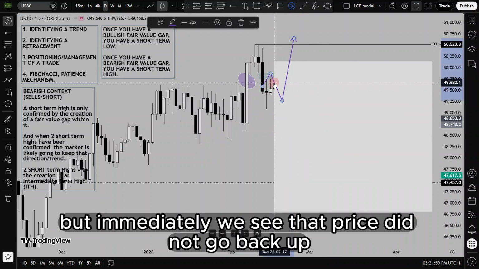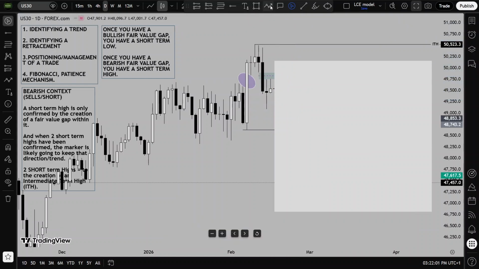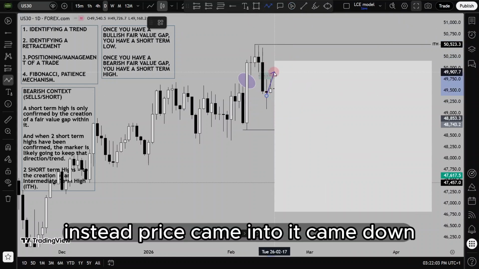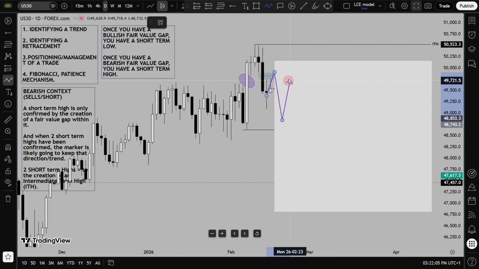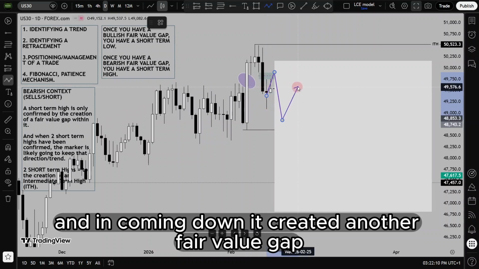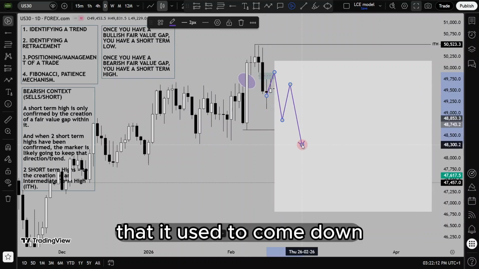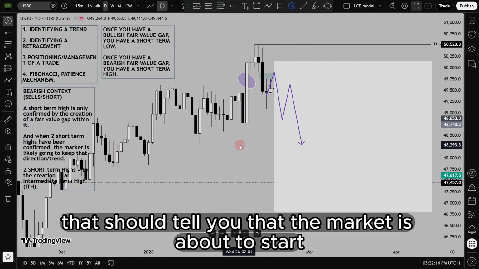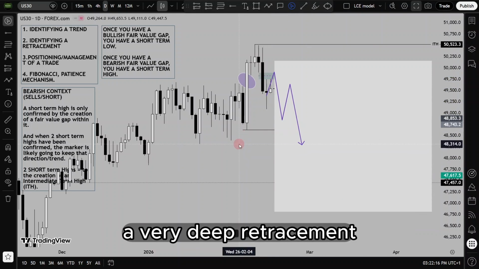But immediately we see that price did not go back up. Instead, price came into it, came down, came into something around here, and in coming down, it created another fair value gap that it used to come down. What should that tell you immediately? That should tell you that the market is about to start a very deep retracement.